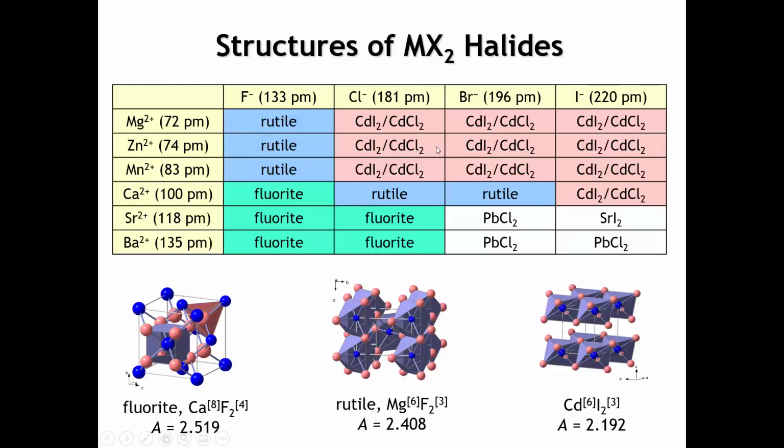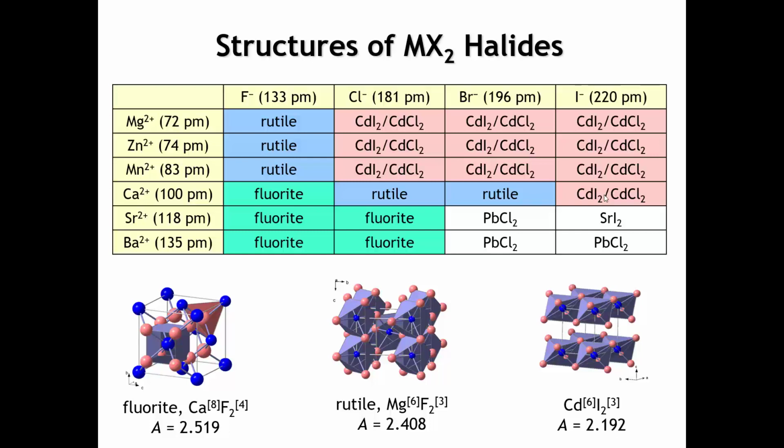As we go to larger, less electronegative halide ions, these layered cadmium iodide and cadmium chloride structures emerge as the most stable. I don't want to get too much into the lead chloride or the strontium iodide structures because they're not quite as symmetric. They're a little bit more complicated to draw. But maybe the thing you might want to remember about those structures is that the cation coordination number is 7 in those structures. So what's going on here?